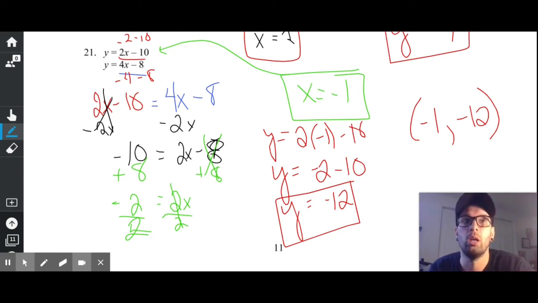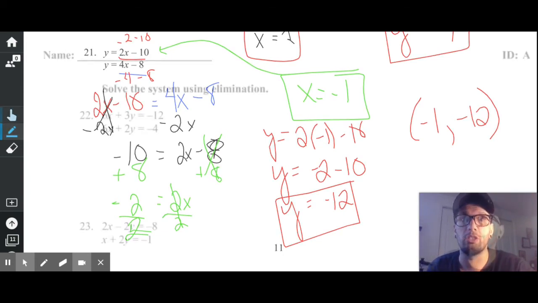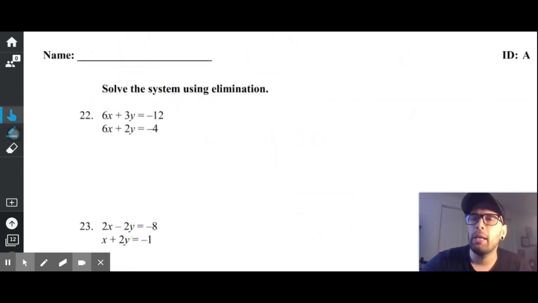I don't make mistakes. Page, last page, last page.